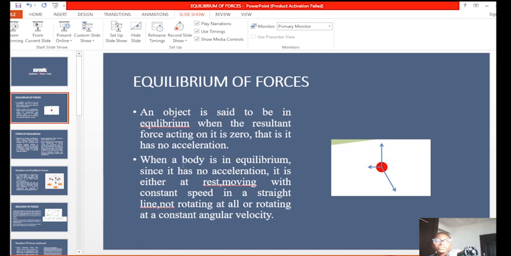You know what acceleration is? Acceleration is velocity over time. So no acceleration. When the body has no acceleration, then the body is said to be in what? In equilibrium. When the body is in equilibrium, since it has no acceleration, it is either at rest, moving with constant speed in a straight line, not rotating at all, or rotating at a constant angular velocity.